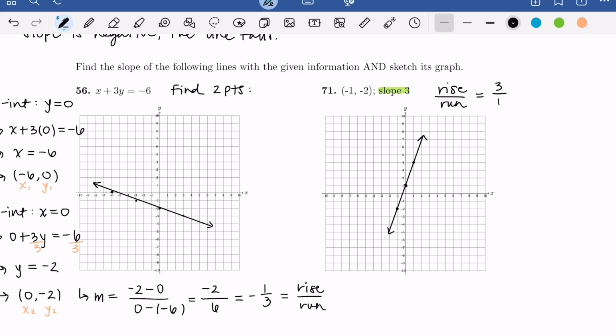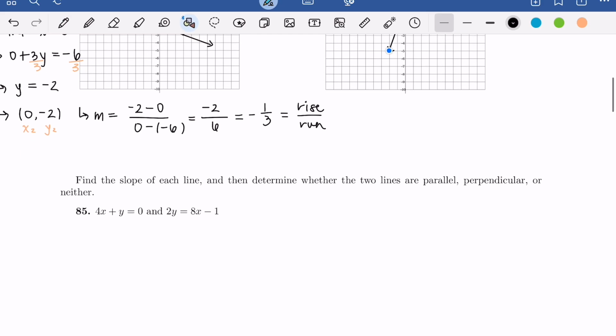All right, so that one is a little simpler. We're given a little more information. Let's look at this next question here. So in this case, we're given two different equations, and we want to find the slope of each line and determine whether these two lines are parallel, perpendicular, or neither.